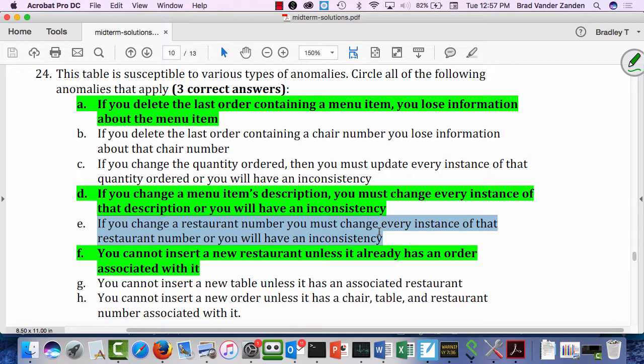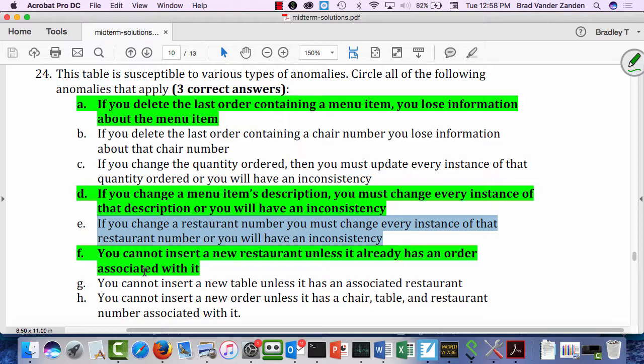But restaurant number is a what? Foreign key. Okay, and it's also part of the primary key. When it's part of the primary key or a foreign key, it cannot be an anomaly. Okay, we can't do anything about redundancy with foreign keys and primary keys. That's the way it is. We have to try to keep them consistent. So a change anomaly only occurs with non-key items. That's why E is not correct.